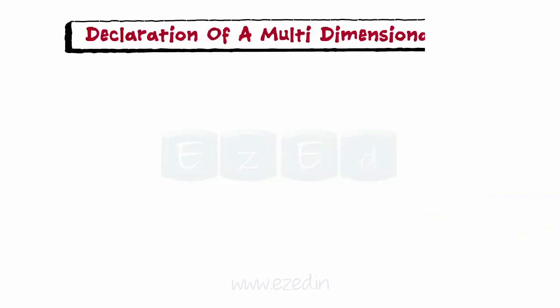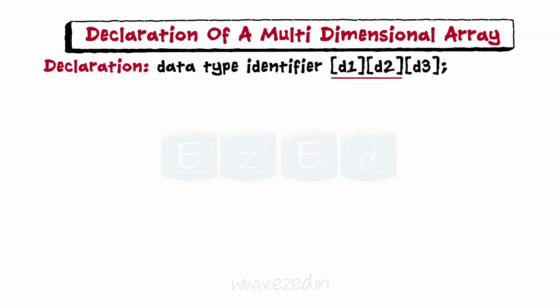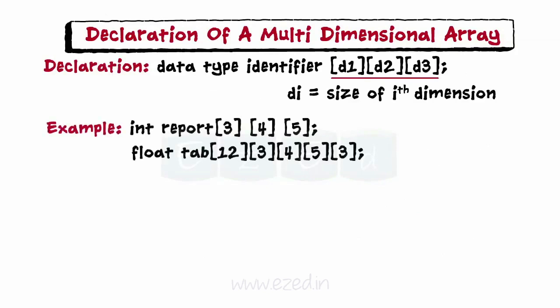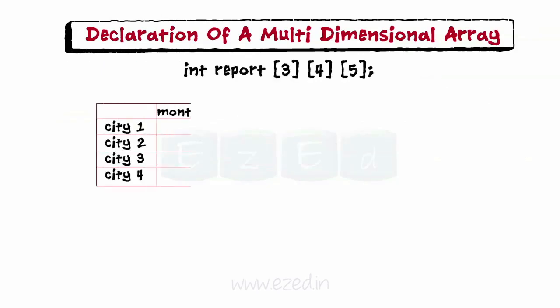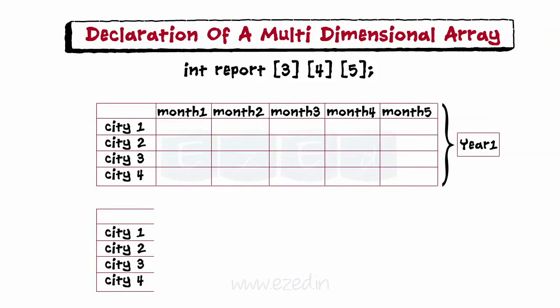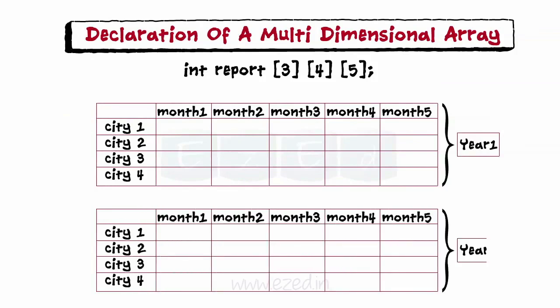A multidimensional array is declared in this way, where di is the size of the ith dimension. The examples are: report is a three-dimensional array which can store 60 integer variables, while tab is a five-dimensional array which can store 2160 floating point values. The array report can be used to store temperature data from Jan to May for 3 years for 4 cities. Thus, the first dimension is for years, the second dimension is for cities, and the last dimension stores the months.